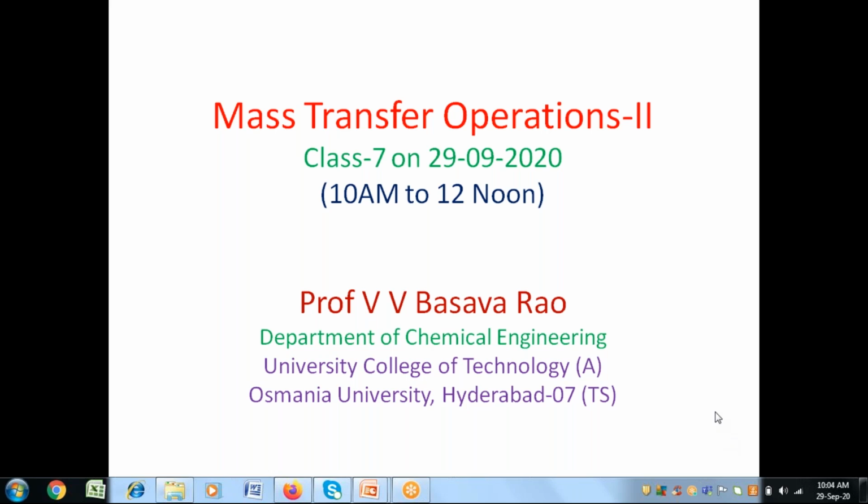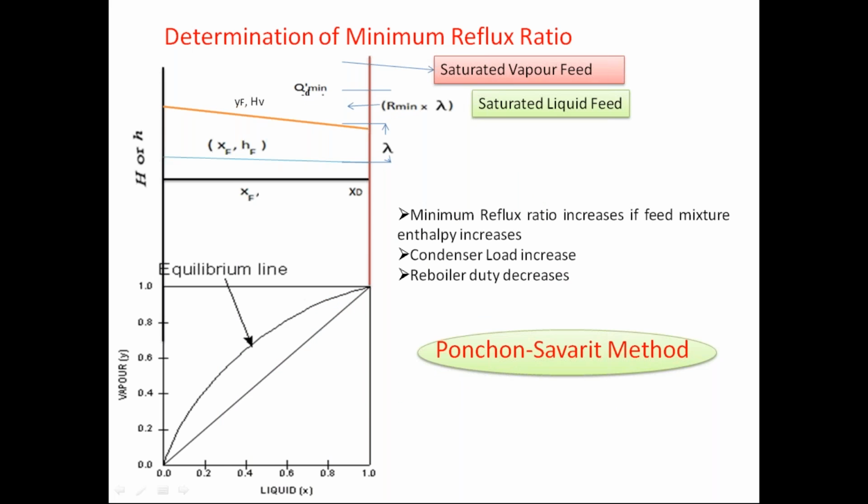As all of you know, there will be an enthalpy concentration diagram by which you can find out the number of stages using the Ponchon-Savarit method, because the Ponchon-Savarit method does not have any assumptions, and it also allows us to estimate the energy requirements for the given separation. So that is the way the Ponchon-Savarit method is more useful than the McCabe-Thiele method.